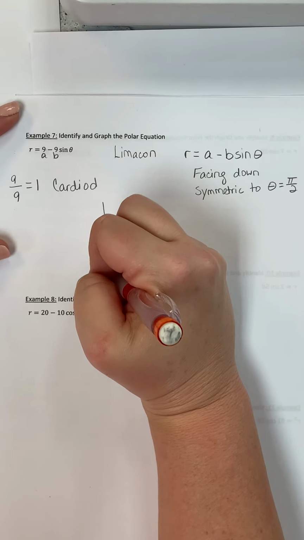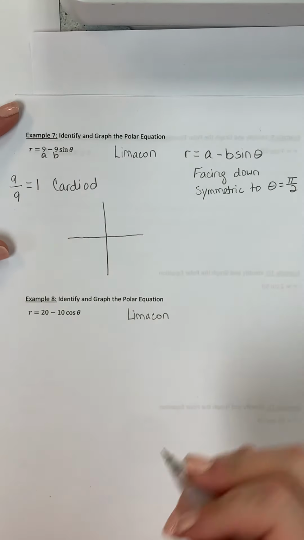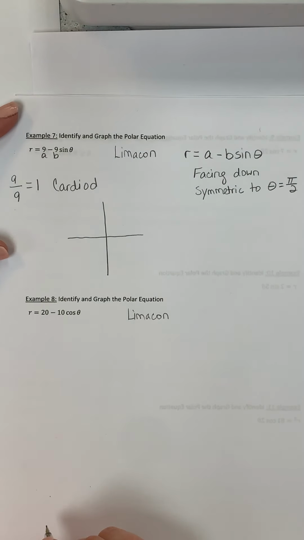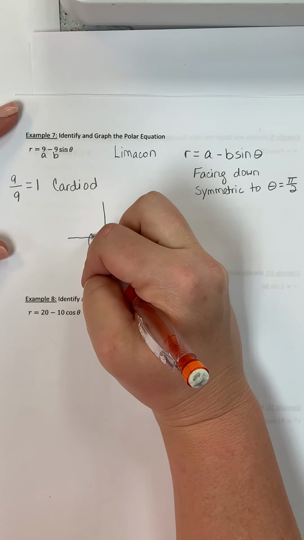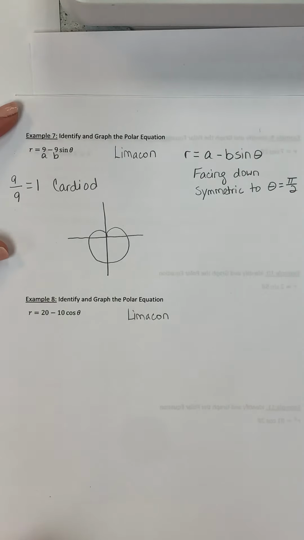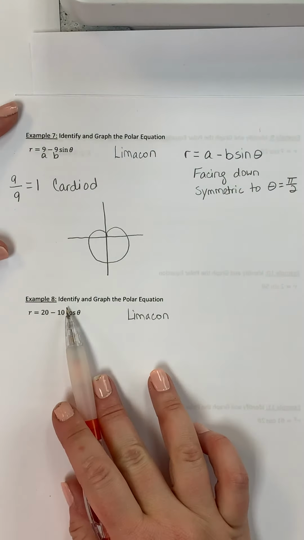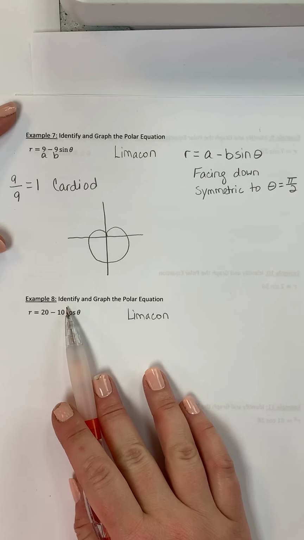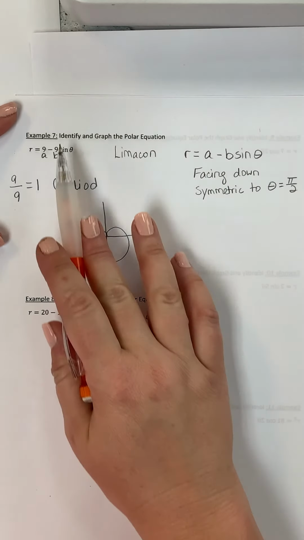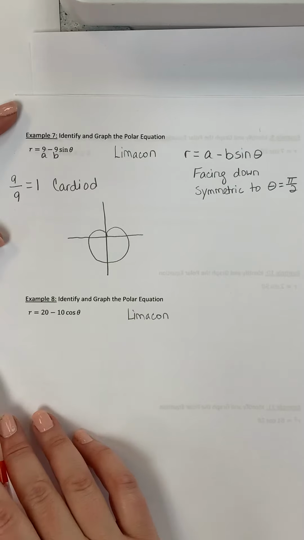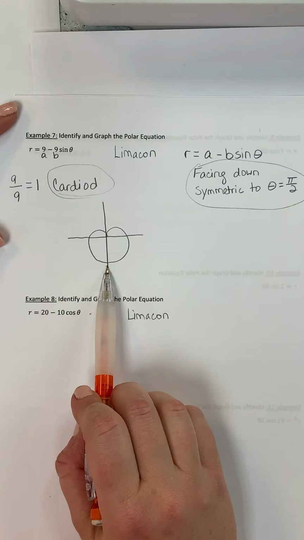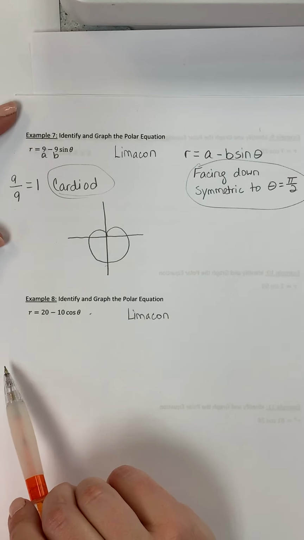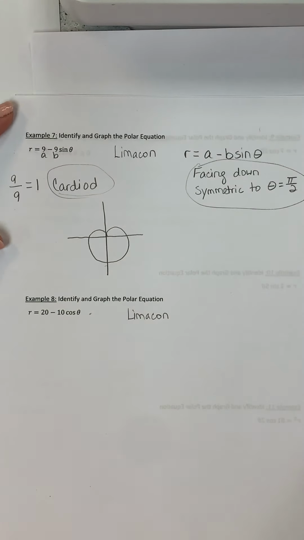So here we go. We're going to have a cardioid that's facing down, that's symmetric about pi/2. And there we go. Now, for 7 and 8, I didn't have to change this to a rectangular equation. All I had to do was identify it and graph it. So I identified it and I graphed it. And so on my math lab, there'll be 4 choices and you just pick.